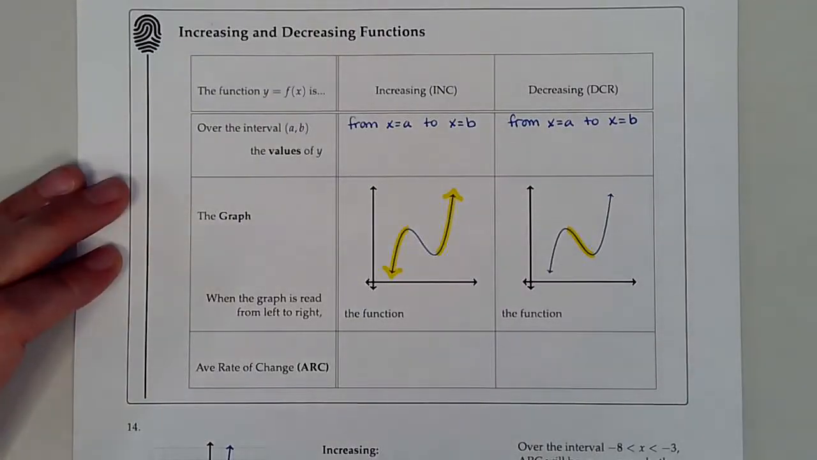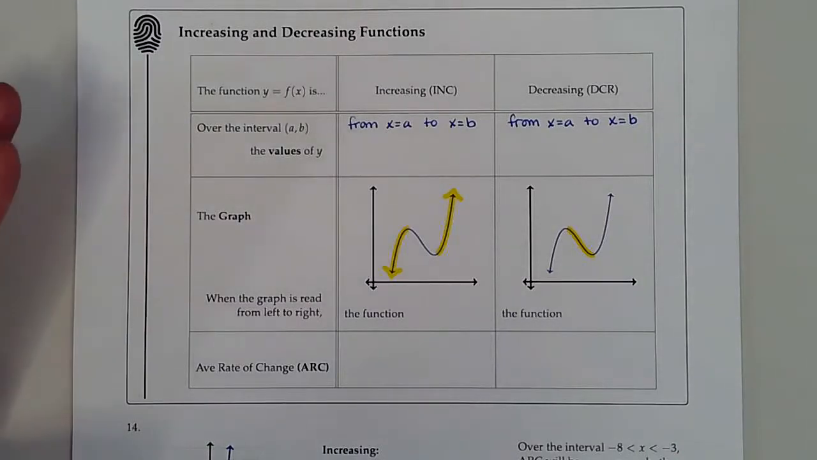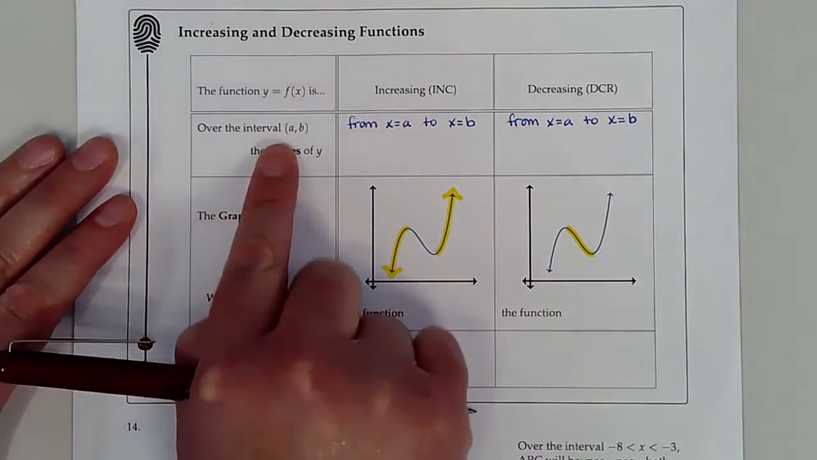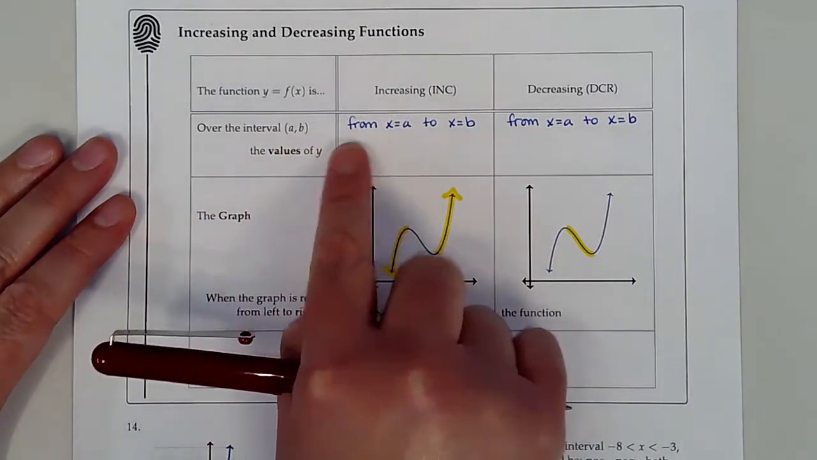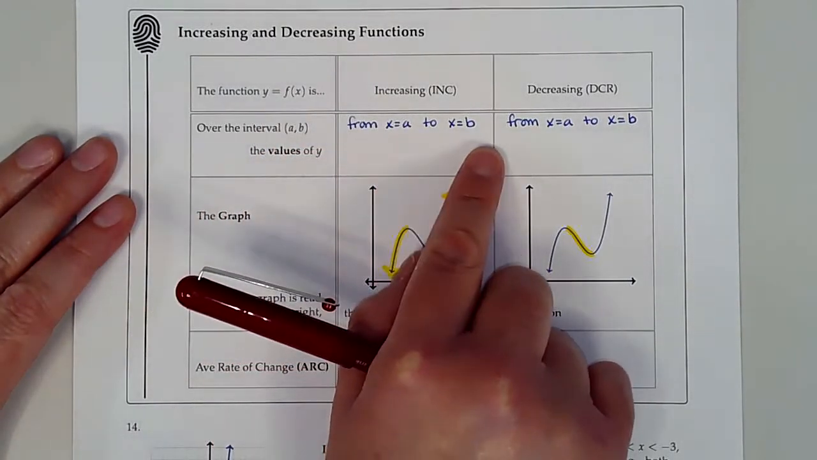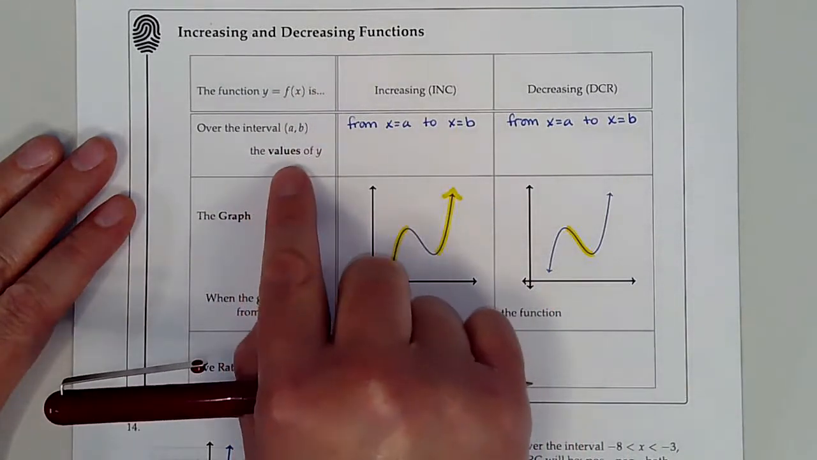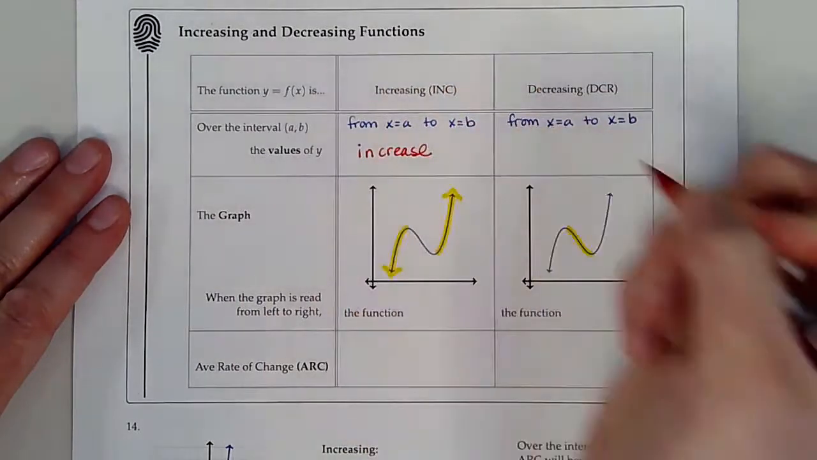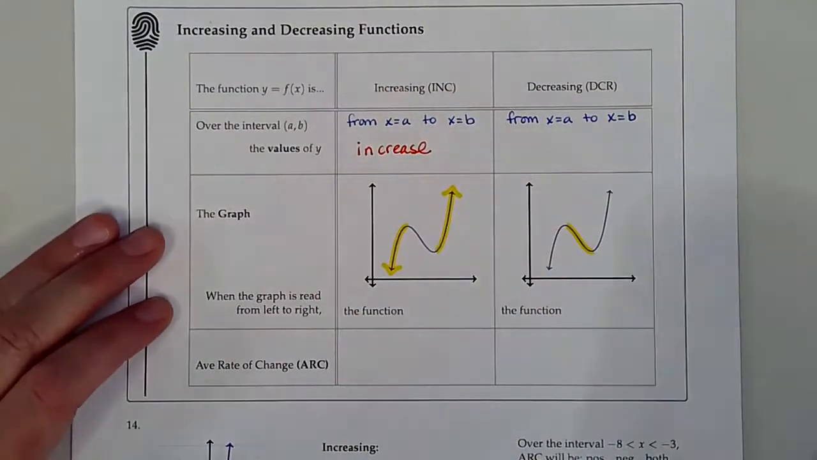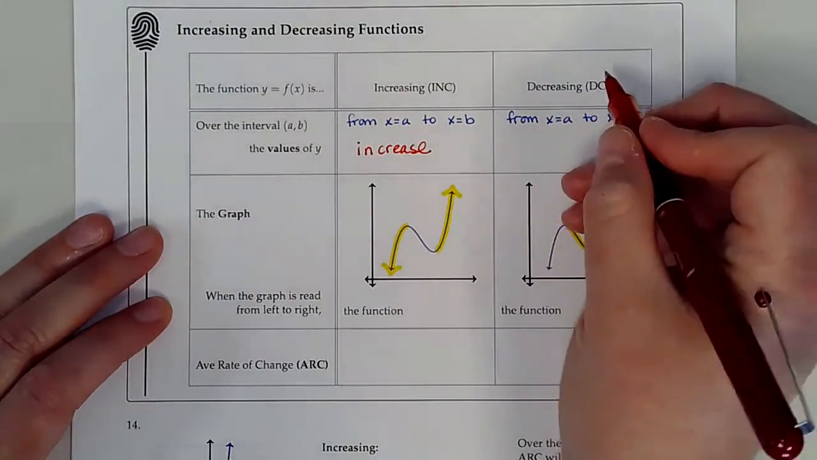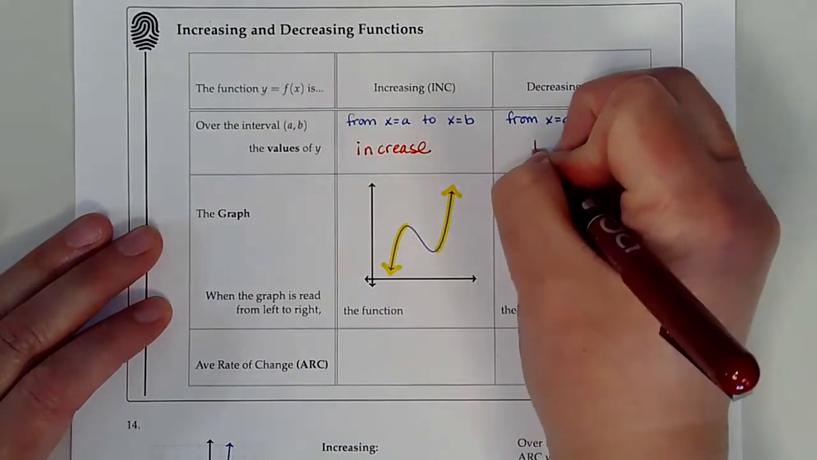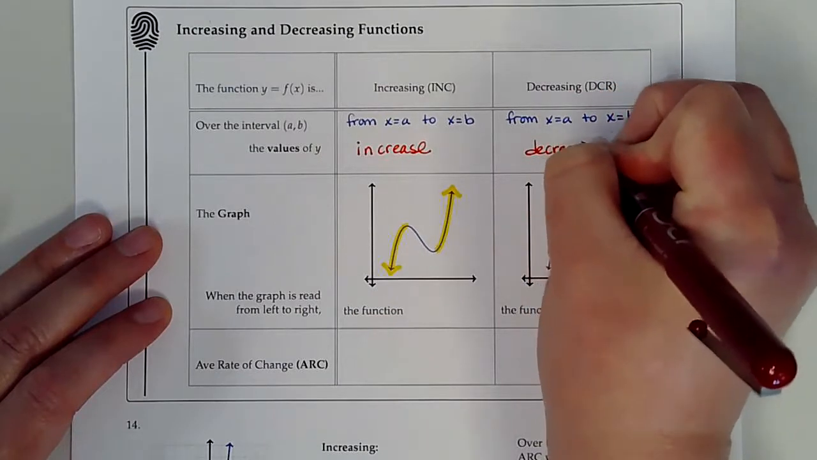Let's look at a little more formal definition for increasing and decreasing functions. If we have a function y equals f of x, and we're looking at an interval from a to b, as you go from x equals a to x equals b, the values of y increase, which is what we already talked about previously. If the function is decreasing, we would say that those values of y are also decreasing, or getting smaller.